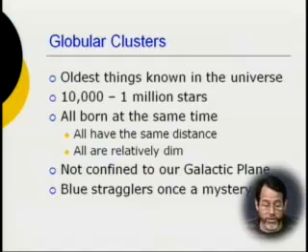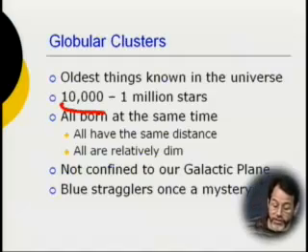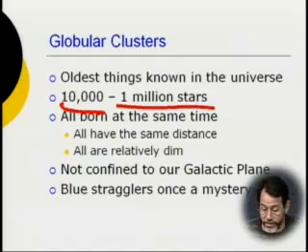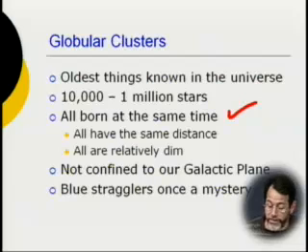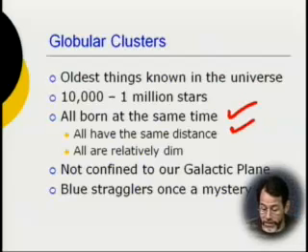They contain many more stars than open clusters. They contain as few as 10,000, as many as 1 million or so. Again, we say they're born all at the same time. Again, we say that they all have the same distance. What's interesting about these stars, though, is that you don't see any big, bright blue stars in globular clusters, or relatively few. They're all relatively dim.